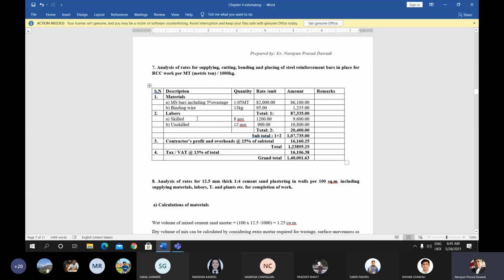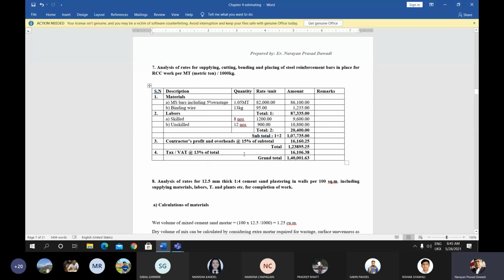Now the labor required for 1 metric ton for supplying, cutting, bending and placing of the reinforcement bars in place is skilled manpower as 8 numbers, and unskilled manpower as 12 numbers. And the rate for the skilled manpower is given as 1200 rupees, and the unskilled as 900 rupees per number. You get the total labor cost of 20,400 rupees. Now add material and labor cost. At material and labor cost, you get the subtotal of 1,07,735 rupees. This is the total material and labor cost.